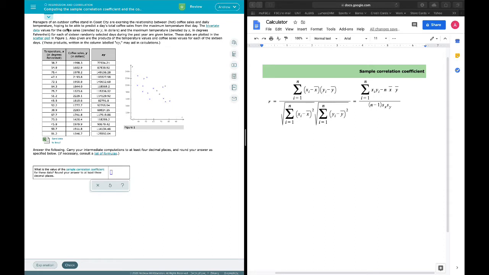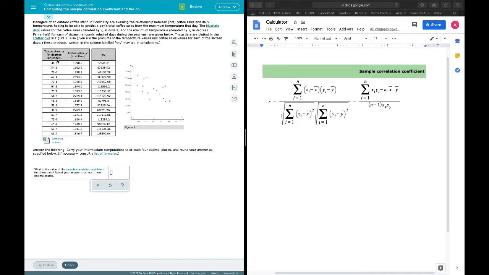Managers of an outdoor coffee stand in Coast City are examining the relationship between hot coffee sales and daily temperatures, hoping to predict a day's total coffee sales from the maximum temperature that day. The bivariate data values for the coffee sales, denoted by Y in dollars, and the maximum temperature, X, for each of 16 randomly selected days during the past year are given below. These data are plotted in the scatter plot in figure 1. Also given are the products of the temperature values and coffee sale values for each of the 16 days.